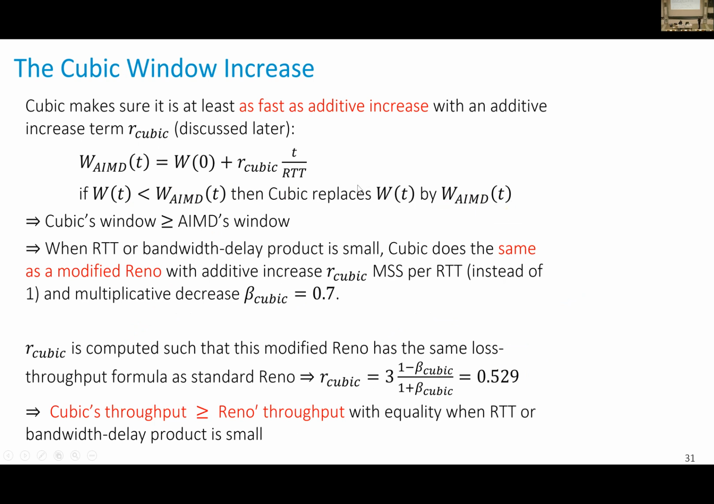With a catch here: that CUBIC decreases by 0.7, not by 0.5. So what happens if you have two versions of TCP Reno? One that says whenever there's a loss, I do everything like we said before, except the target window, the slow start threshold, is not equal to 0.5 times the window that we have observed at the loss event, but 0.7. Will we obtain a version of TCP Reno that is less aggressive or more aggressive?